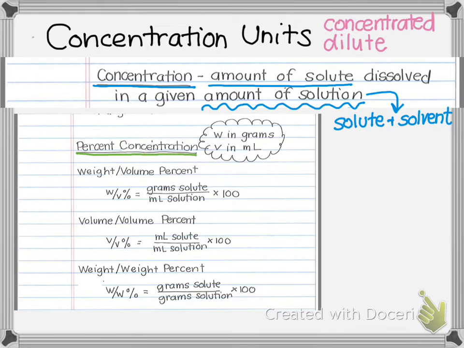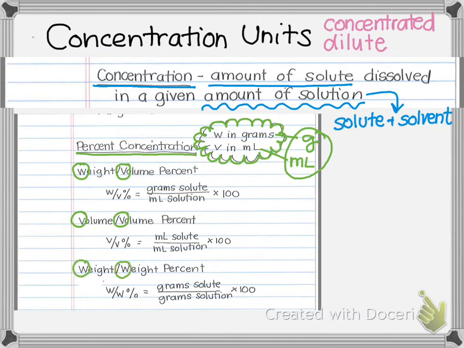Now there's three different ways to write a percent concentration. But one of the things that is similar about all of them is they're going to be comparing weight or masses to volumes. Anytime in this one we have weights, we're going to use the unit of grams or g's. And when we have volumes, we're going to use milliliters. So in percent concentration, it's helpful to remember those units. Now the three ways that we can represent it is we can have weight to volume comparison, volume to volume, and weight to weight.